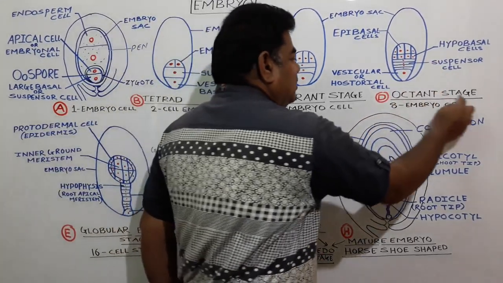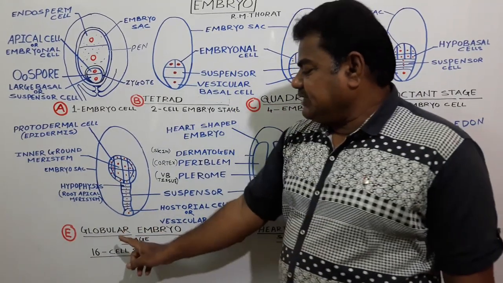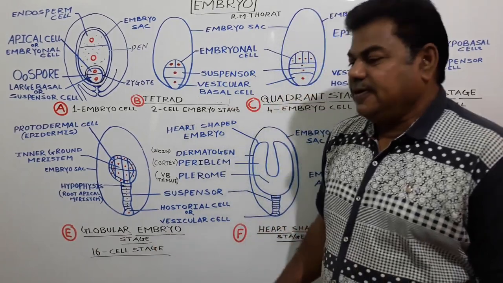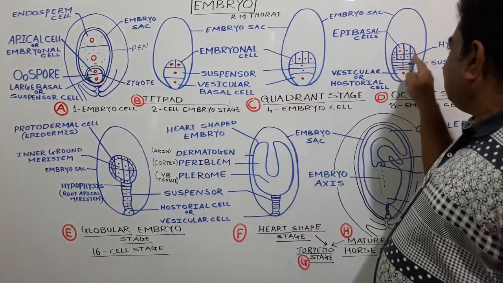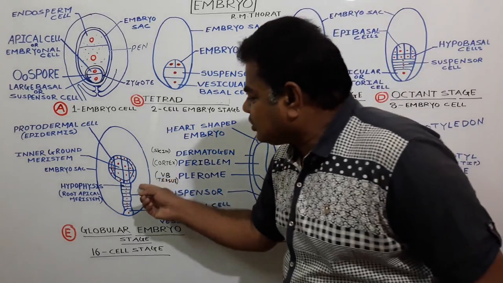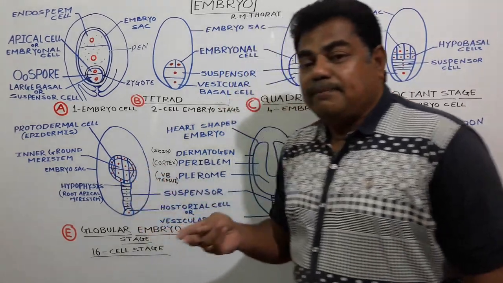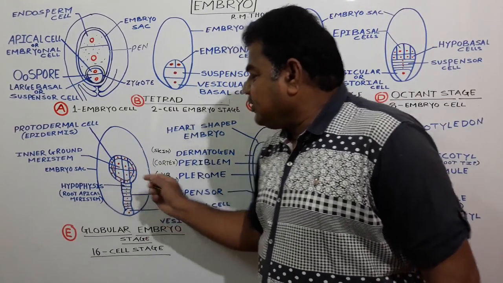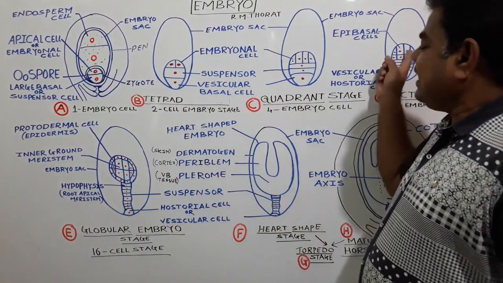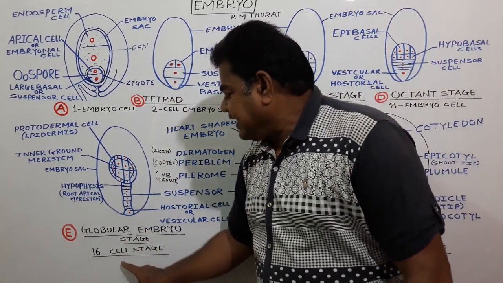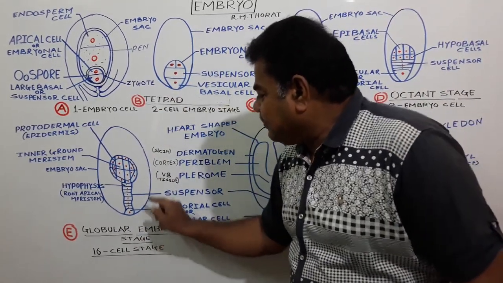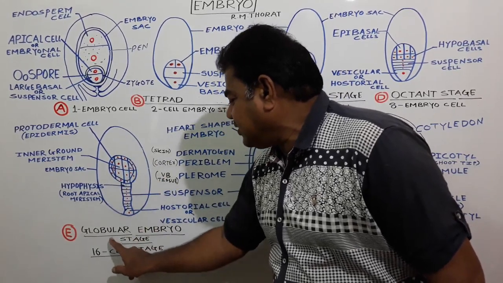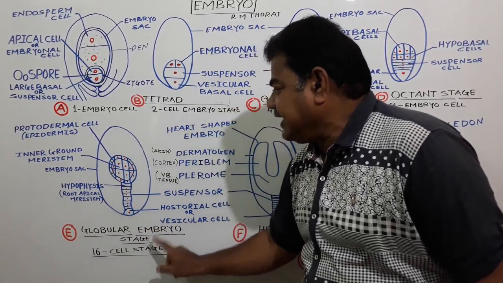Now after this octant stage, the next stage we call the globular embryo stage. Means these octant, these 8 cells, transform here by mitotic cell division. And due to mitotic cell division, these 8 cells now form a 16 cell stage. And this embryo is rounded, globular, due to which it is known as the globular embryo stage.